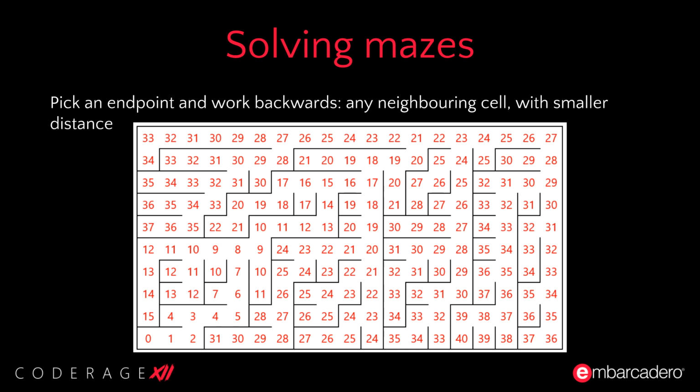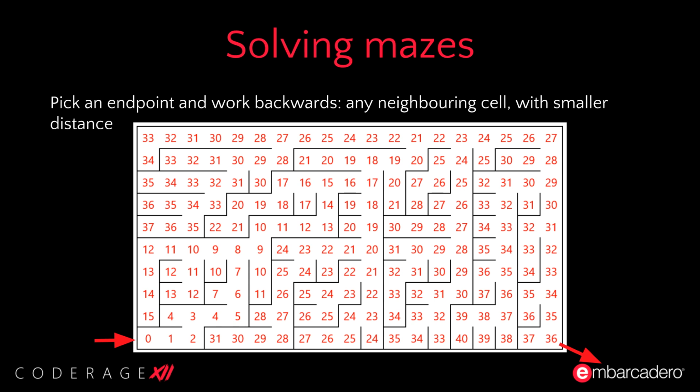Now this is also useful for solving mazes because you can pick an endpoint and work backwards. Any neighboring cell with a smaller distance is going to be closer to the start than the cell you are currently in. I always use the bottom left as the start of a maze and the bottom right as an endpoint. So we want to solve in the reverse to these arrows. We want to go from the end back to the beginning. That is, from the arrow on the right back to the arrow on the left.